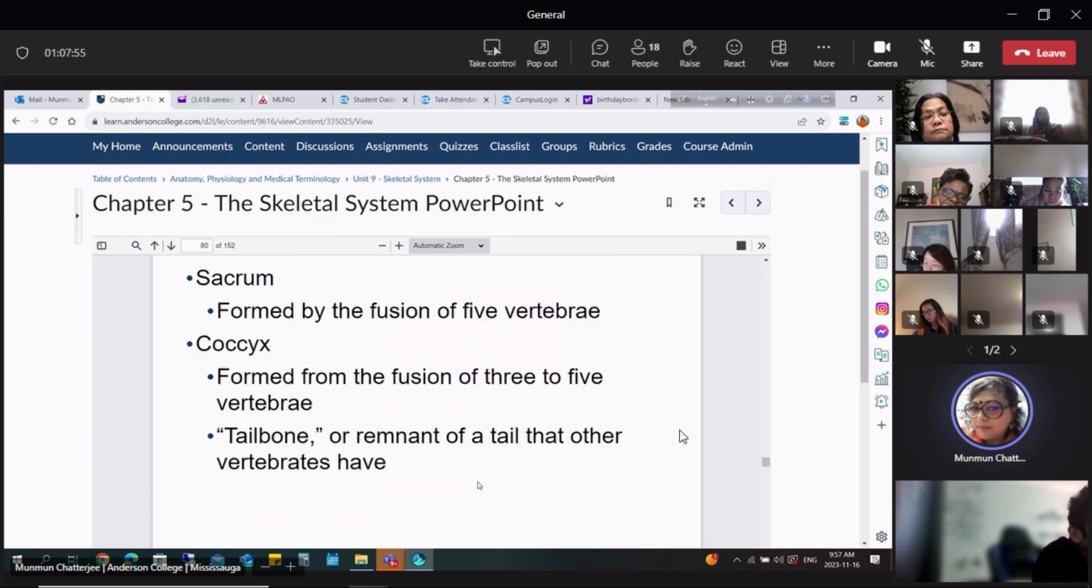Now the sacrum. We already said it is formed by the fusion of 5 vertebrae, and the coccyx is formed by the fusion of 3 to 5 vertebrae and is called the tailbone. What is another name for the tailbone? That is important. That may come.